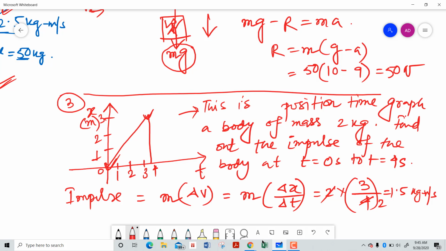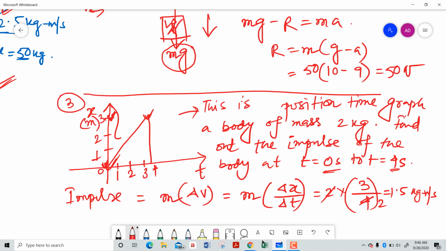Can you repeat it again? Sure, I can repeat it again. So in this case, this is the position time graph of a body of mass 2 kg, right? And you have to find out the impulse of the body from t equals 0 to t equals 4 second, right? So the limit is given from t equals 0 to t equals 4 second. So the change in time is equal to 4 second. Now what is the change of its position, Fanibhushan? That is from 0 to this peak point. So the change in position is equal to 3.